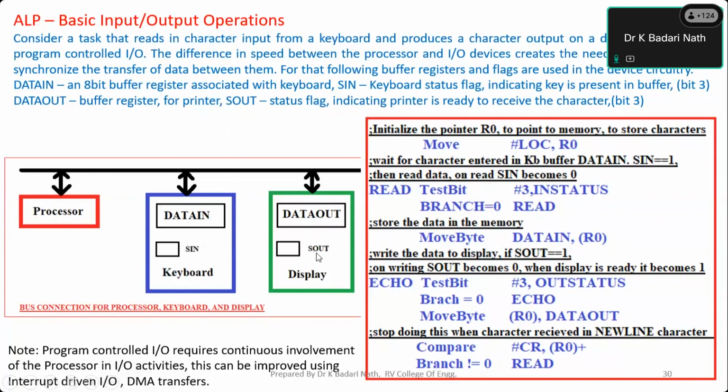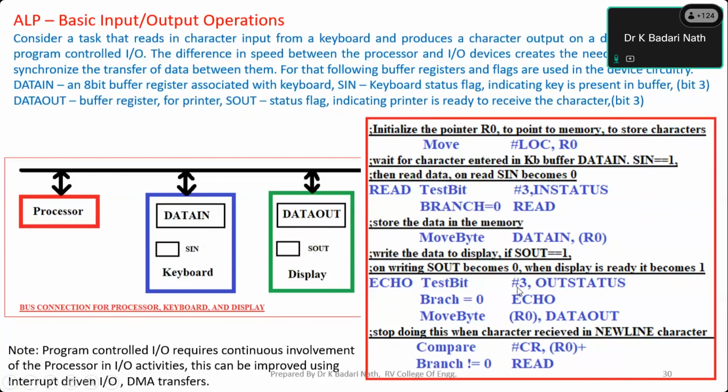Again, there is a flag present inside all the output devices. Let's say in this case it is called status out. It is a 1 bit of the status register. Many flags are there, and 1 bit is called status out. So what we have to do is, whenever the status out is 0, it means still something is going on in the display, so don't write the new data. Whenever this bit becomes 1, that means it is ready to receive the new data. So that is what is written.